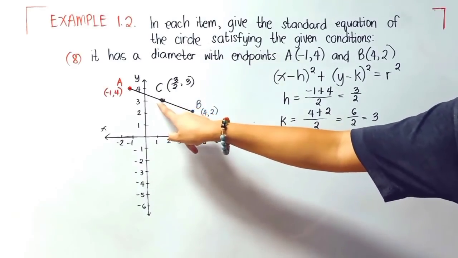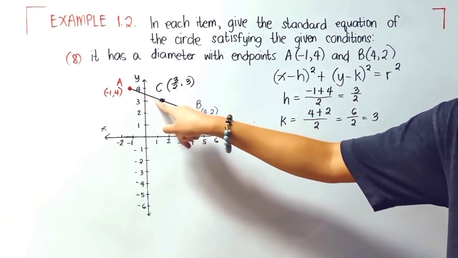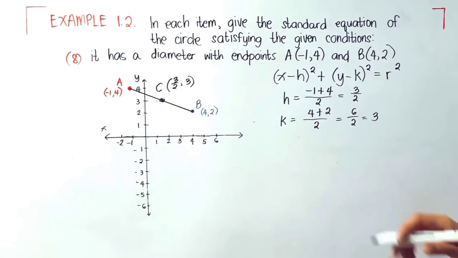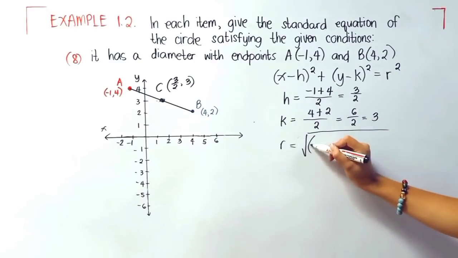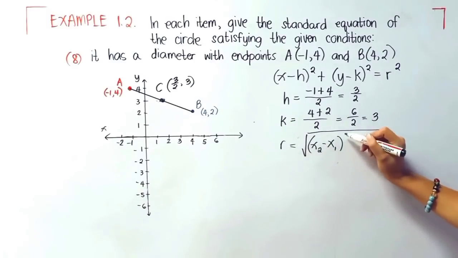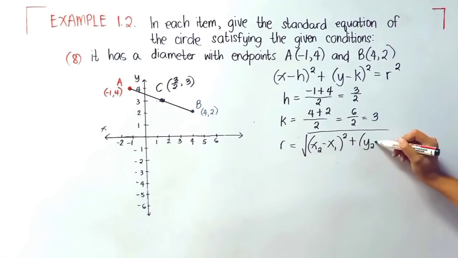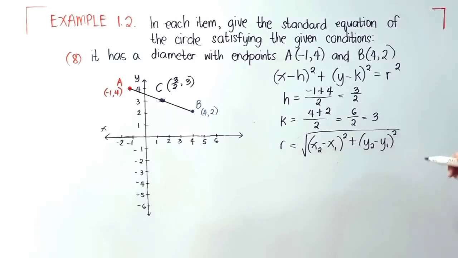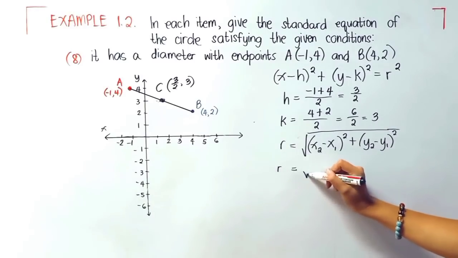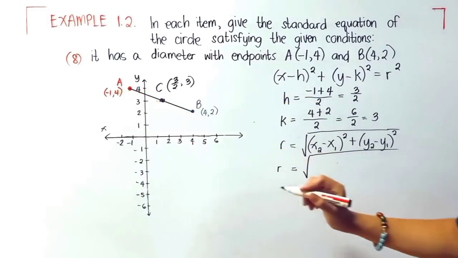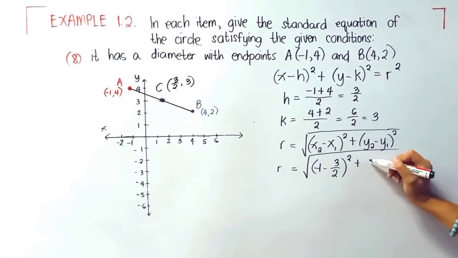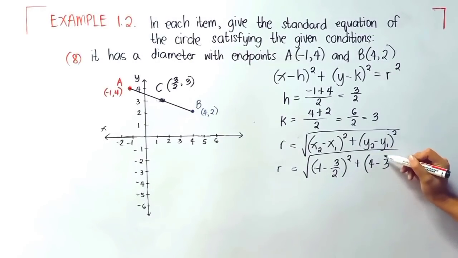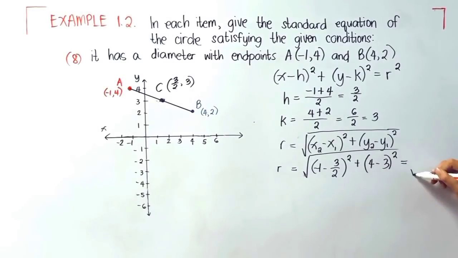Now we will be using our center and our point here to get the radius. We will be using the distance formula to get the radius. Again, let me recall, that's x sub 2 minus x sub 1 squared plus y sub 2 minus y sub 1 quantity squared. Substituting the values, we have here negative 1 minus 3 over 2 quantity squared plus 4 minus 3 quantity squared. That is equivalent to the square root of 29 over 4.